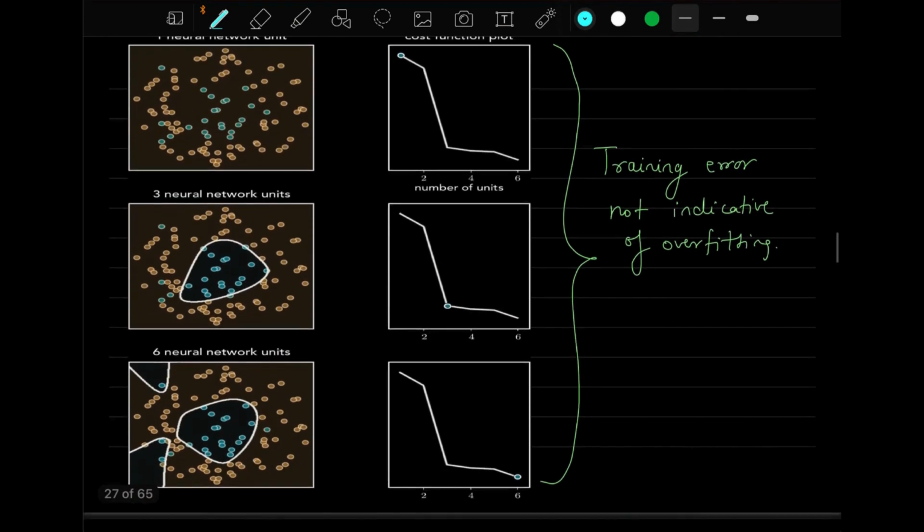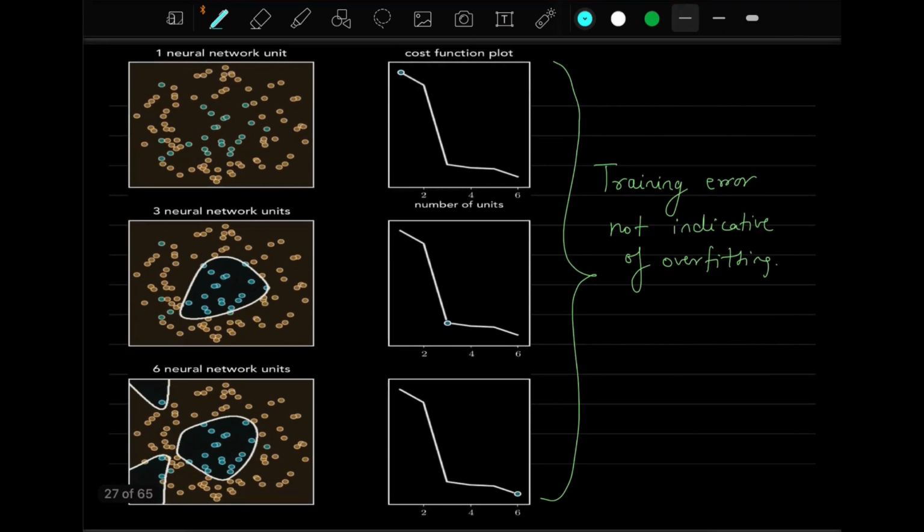Now the same story repeats here also. If you implement a one layer neural network, or a three layer neural network, or a six layer neural network, what you observe is that the training error reduces at every point as you increase the complexity. But we do not want this particular curve's error to be small. We want this error to be very high, not very small, because it is overfitting here. But our training error is not indicating that.